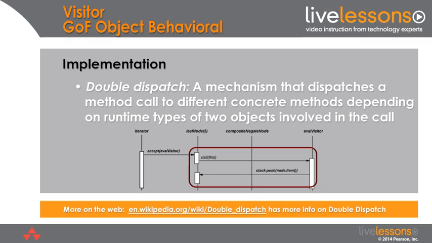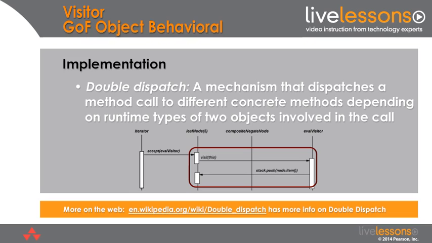Some programming languages support this natively. In fact, some programming languages support multi-dispatch, where you can actually call a method based on the types of more than two objects. For our use in languages like Java and C++ that do not provide multi-dispatch or double dispatch support natively in the language, we have to implement it using a pattern.